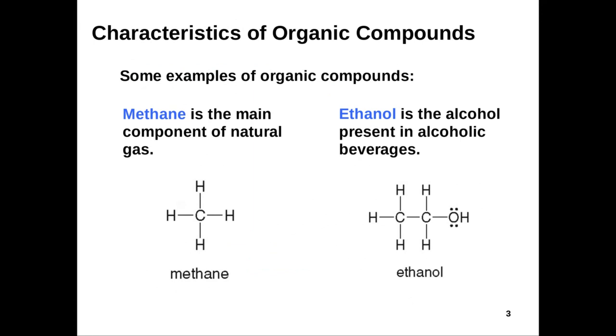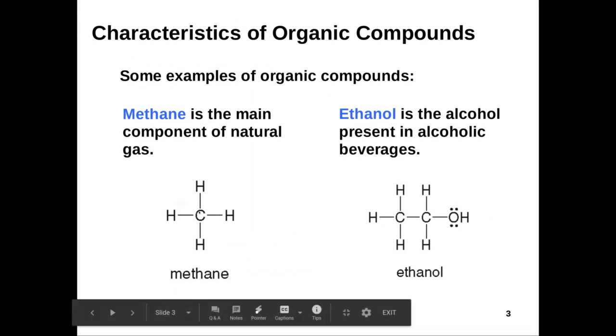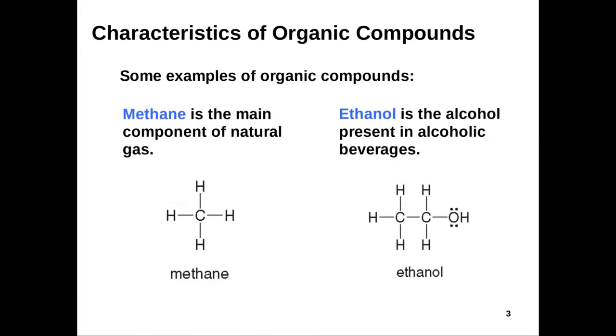So just two examples here of some organic compounds. We've talked about methane quite a bit in Principles of Chemistry 1, and this is methane, CH4. It's a greenhouse gas. It's the primary component of cow burps. It's produced naturally. It's also natural gas. So it's our friend methane.